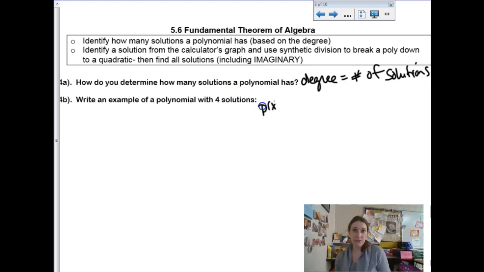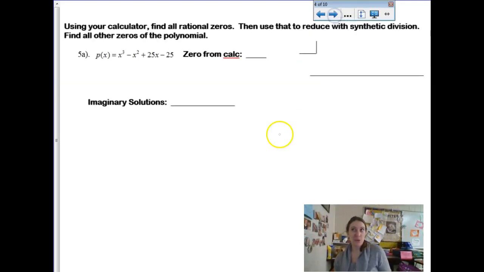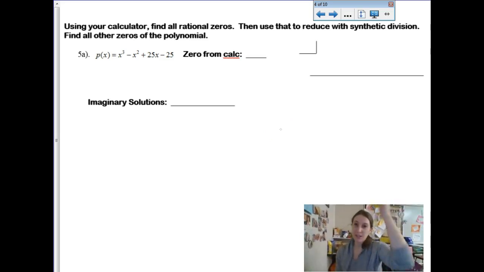There's a lot of different things you could write down, guys, but the idea is it's got to have x to the fourth and then plus whatever can follow it. So, like x to the fourth is actually a good answer. So I think the way the question's going to be worded for you is how many solutions does this polynomial have? So you have to know to look for the degree, and then that'll be your answer.